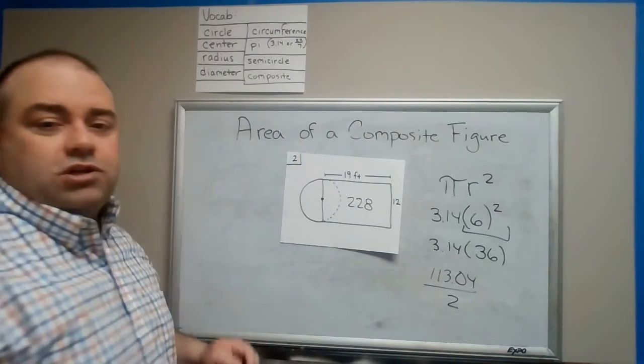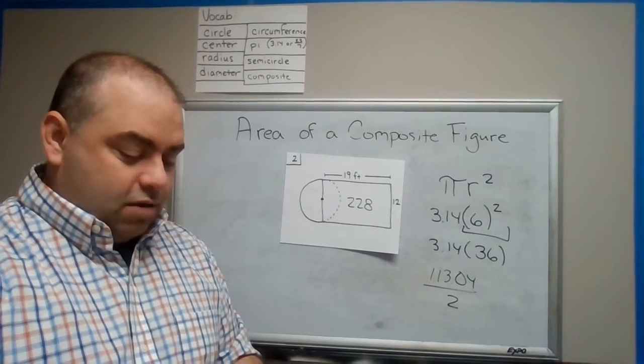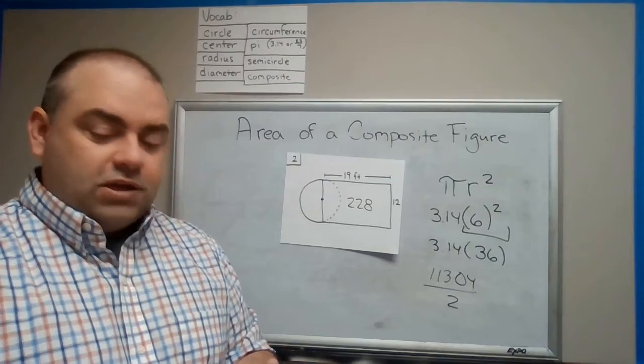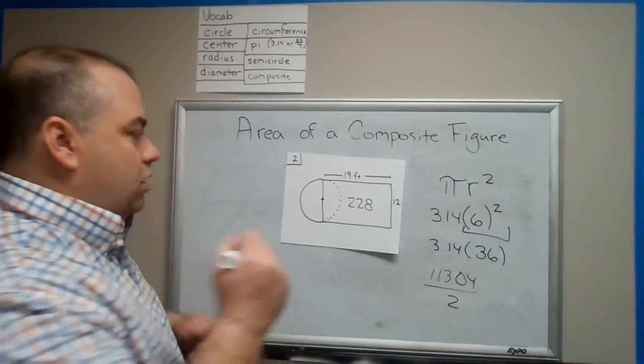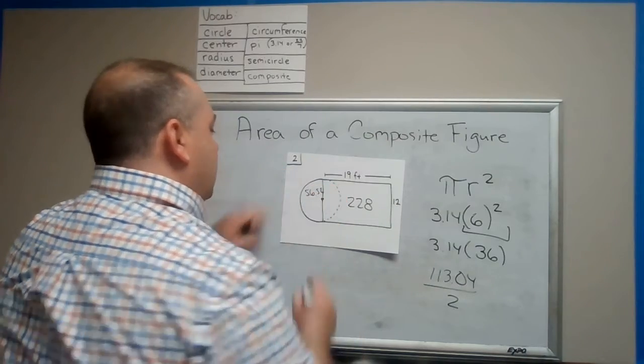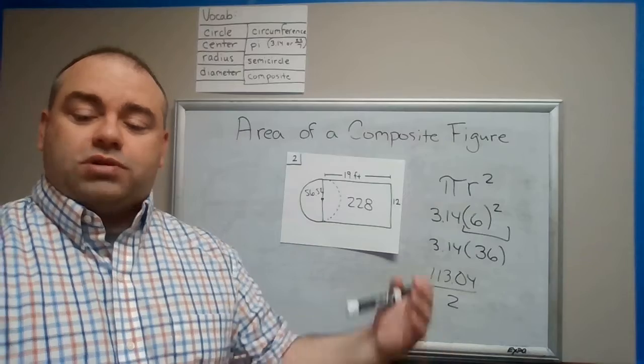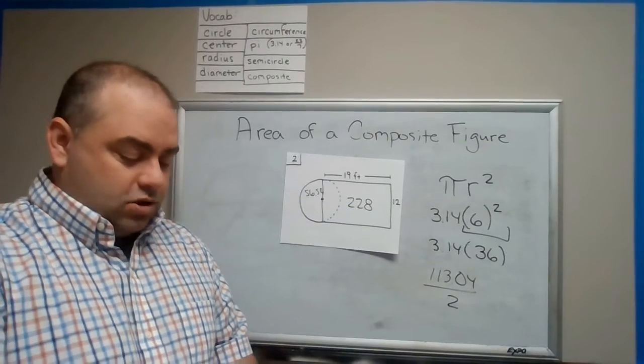Now it's a decimal division. You can do it on the board. You can do it long division. That's fine. I'm going to just divide it with a calculator. 56.52. So this part right here is 56.52. Now when I do that, I want to add up both parts because it's composite, it's composed, it's made up of more than one figure. So I'm going to add that together.